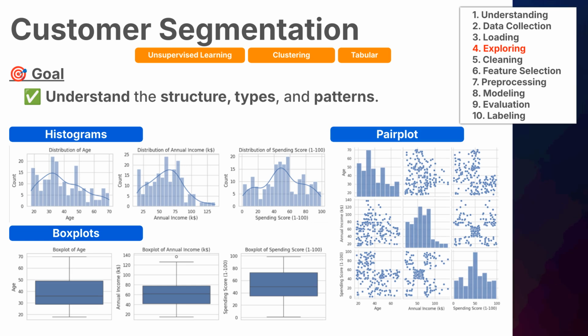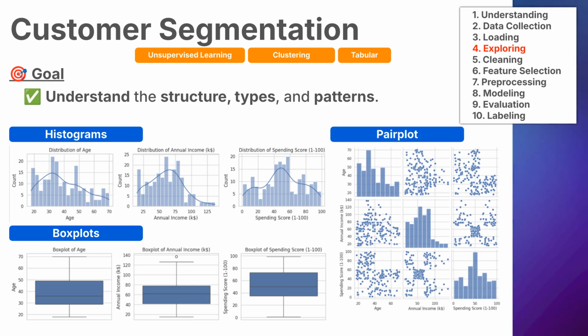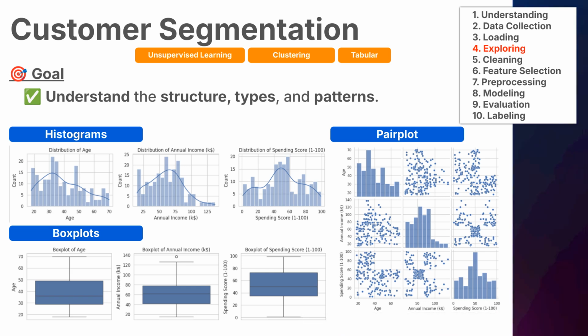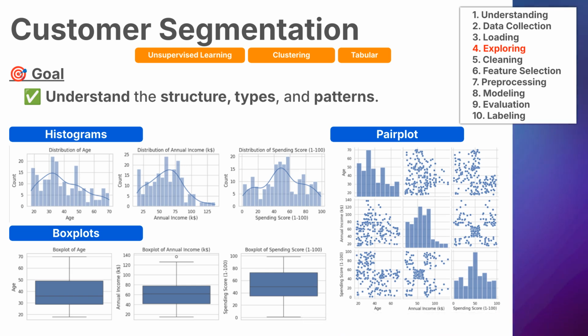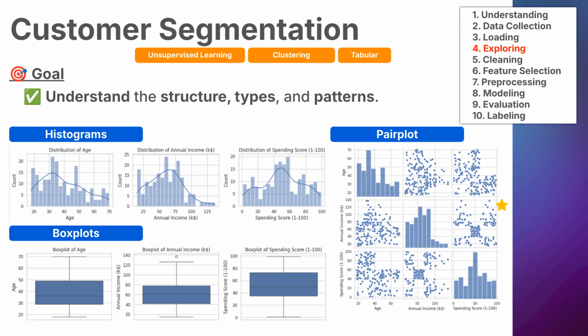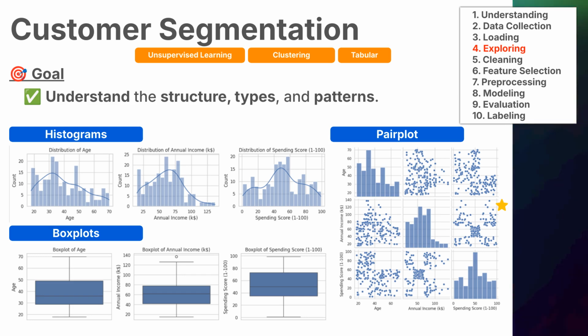Next, pair plot. The code looks like this. This time, the pair plot method is used. Let's look at the graph. There's no strong linear relationship, but we can visually spot clusters, especially in annual income versus spending score. Largely 5 clusters. Possible groupings like high-income low spenders and low-income high spenders, and so on. This plot gives an early clue that k-means clustering will work well.